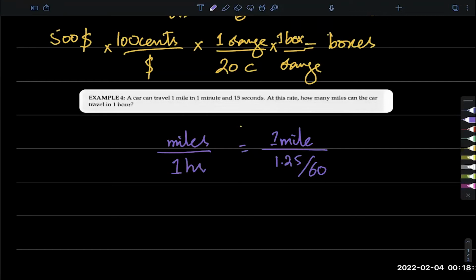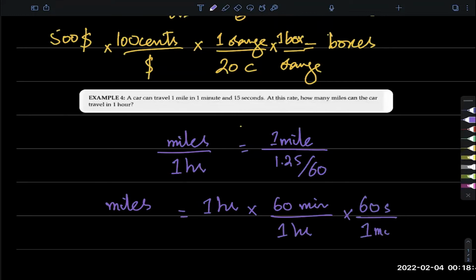Now, if I were to use a conversion tree for this, basically what I'm doing is that I have miles per hour. Then I'm taking this 1 hour to the right side. I'm like, okay, 1 hour, how many minutes is that? So 60 minutes in 1 hour. And how many seconds? 60 seconds in 1 minute. Then 1 mile in 75 seconds. So that will give me the miles. But of course, yours is better, more intuitive. But if it doesn't work, then obviously you have this method.